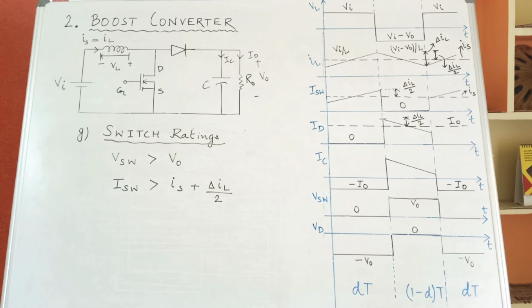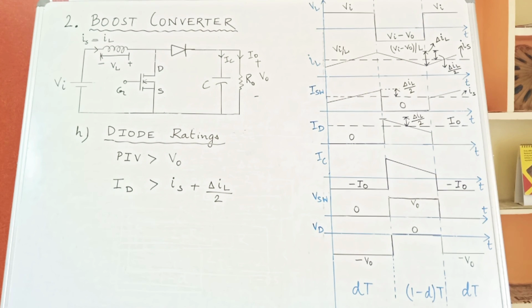Now let us calculate the switch ratings. First I will replace all the AS terms by SW, which means switch. So IAS has been written as ISW and VAS has been written as VSW. From the waveform only you can understand that VSW should be greater than V0 and ISW, which would be the maximum value of switch current, should be greater than IS plus del IL by 2.